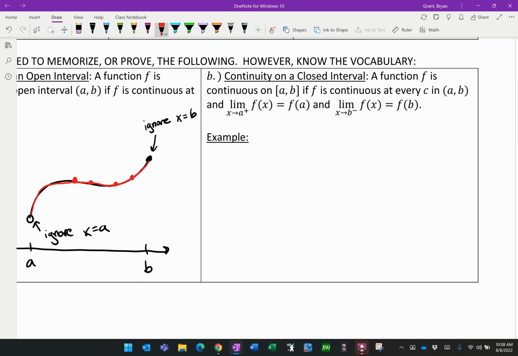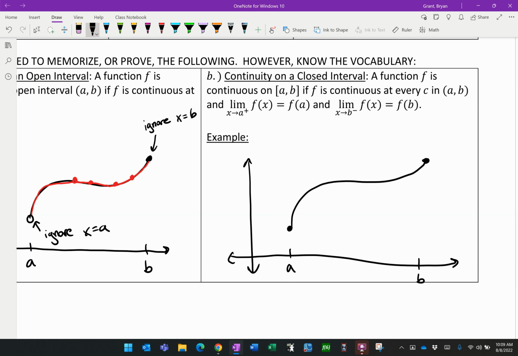Even more strict is continuity on a closed interval. Continuity on a closed interval now includes the endpoints, and they give you a little bit more specifics where they say, and we're going to go ahead and do something like this, a and b. I'm going to do something very, very similar. It's going to look like this, and then like this. Okay? And what they're telling you is that now we are not going to ignore it. I'm going to kind of underline and then circle here.